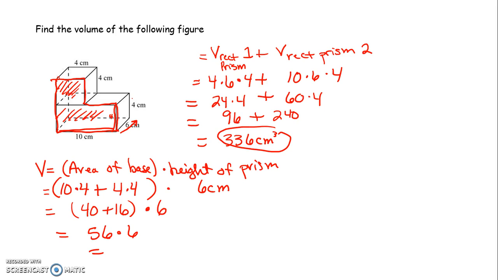56 times 6, 336. The only reason I'm showing both of these methods is to show you, even when we're talking about composite figures, you can still figure out the area of your base and multiply it by your height for your prism, or break it apart and find each individual prism's volume and then add them together. All right, hopefully that's either review of composite figure areas for you, or if it's brand new for some of you, I hope that helped.